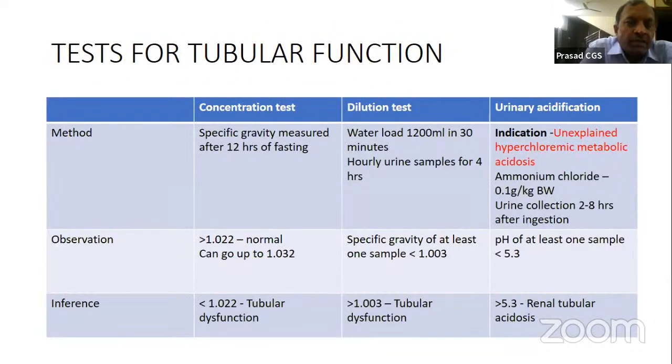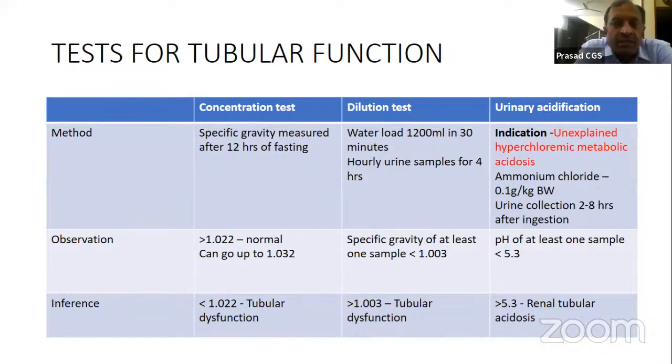In the test for tubular functions, or concentration test, we do specific gravity. Specific gravity is measured after 12 hours of fasting. When the specific gravity is more than 1.022, it is normal, and can go up to 1.032. When it is less than 1.022, we think of tubular dysfunction.